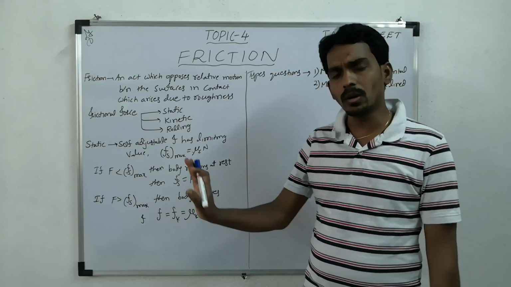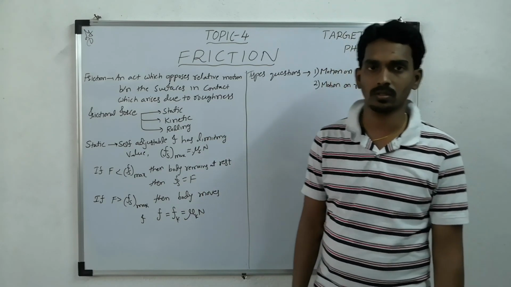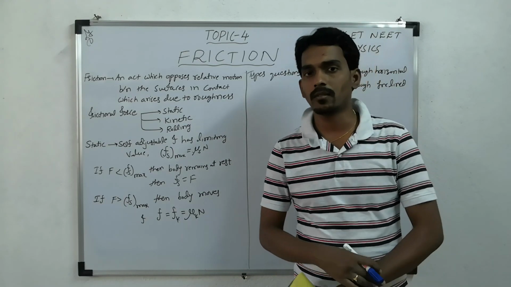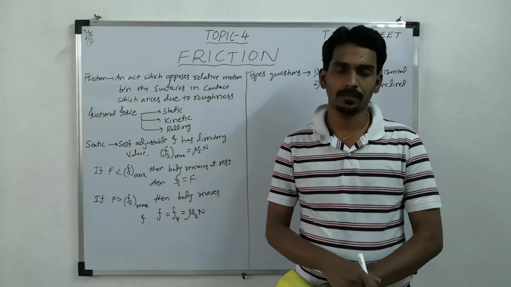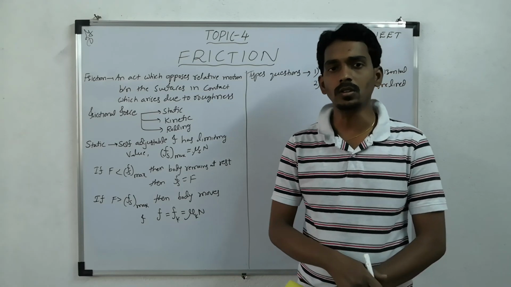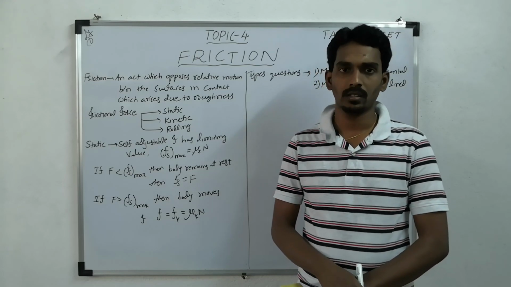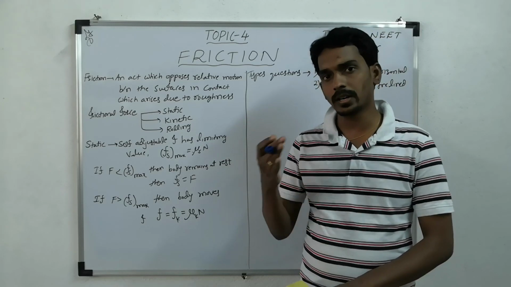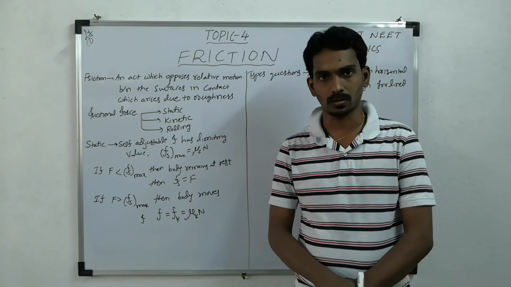When you try to move a body placed on a rough surface by applying some external force, as long as the body remains at rest, the opposition developed between the surfaces, parallel to the surface but opposite to the possible direction of motion, is called static friction. So as long as the body remains at rest, even though you are trying to move it, the opposition developed is called static frictional force.